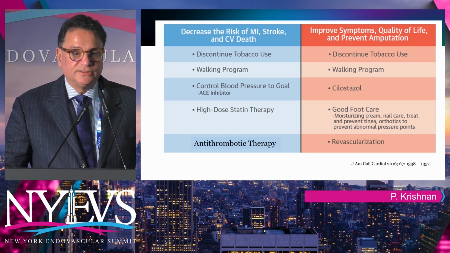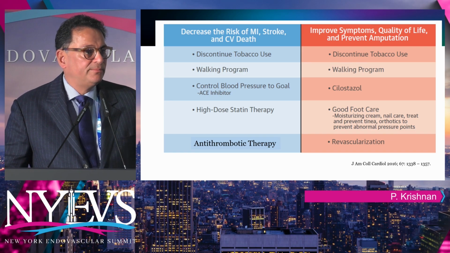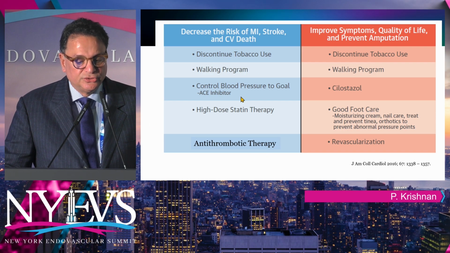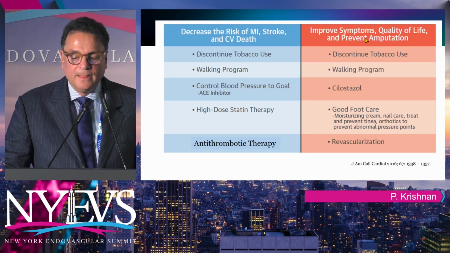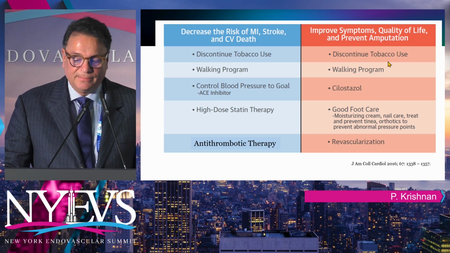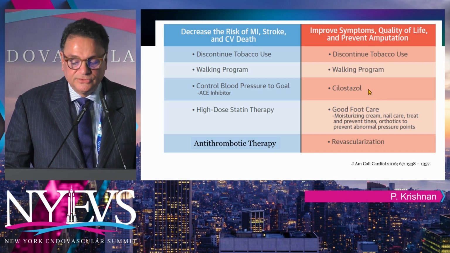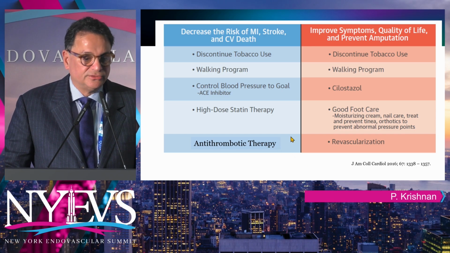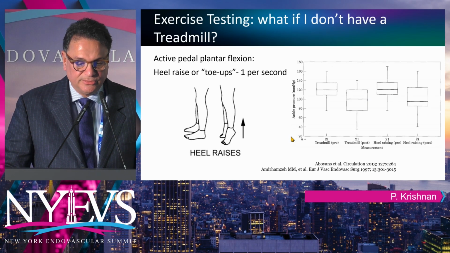We're all physicians, and sometimes the internists and the cardiologists get overwhelmed. They don't think about these things. It's important to do those things. So these are the things that reduce stroke and cardiovascular outcomes. But for improving the symptoms and preventing amputation, again, it's stopping tobacco, a walking program, cilostazol, of course, good foot care, which I don't have to talk to you about, and revascularization when symptomatic.